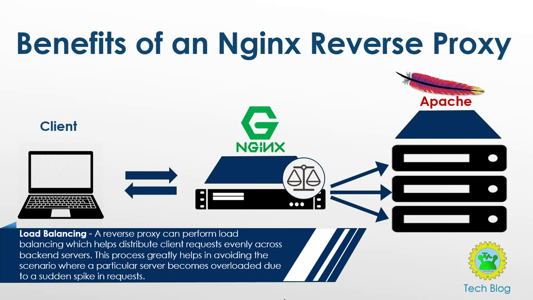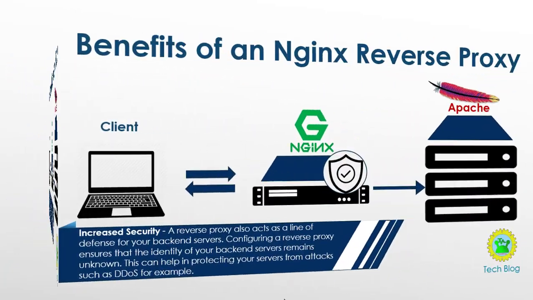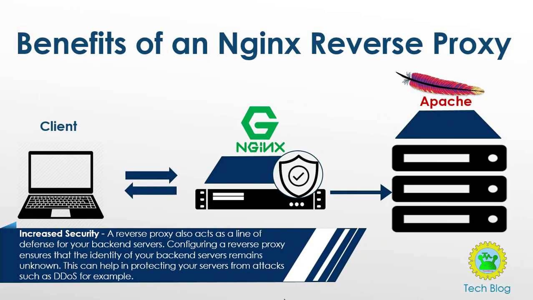Next is security. As a reverse proxy, Nginx also acts as a line of defense for your backend servers. Configuring a reverse proxy ensures that the identity of your backend server remains unknown. This can help protect your server from DDoS attacks. Do you know about DDoS attacks? What are DDoS attacks? We can discuss this topic in another video. So we can say Nginx can be used to protect your backend servers.